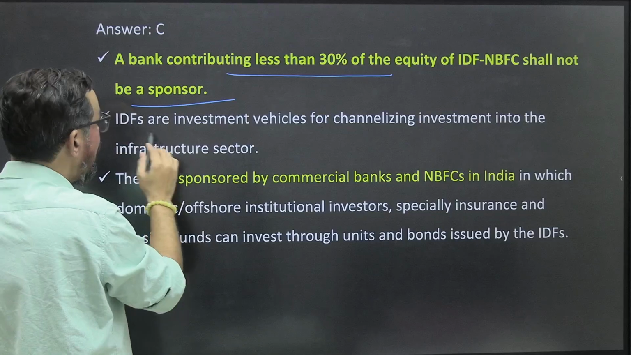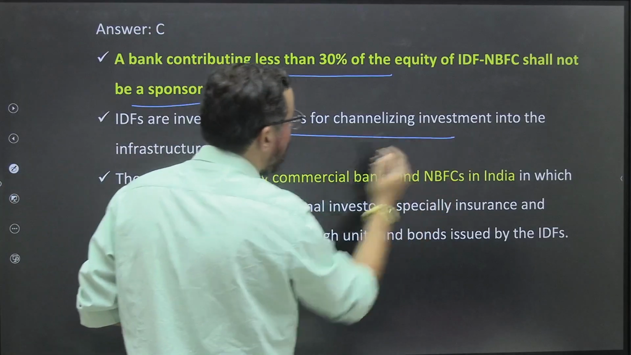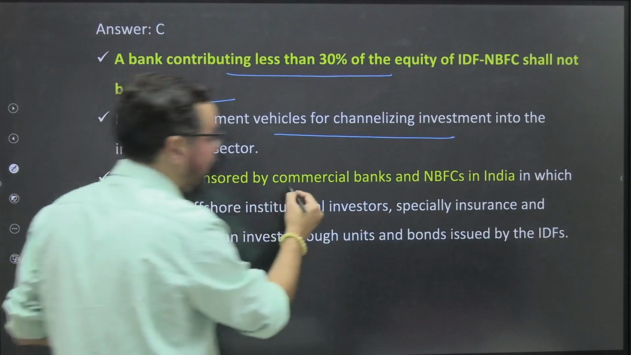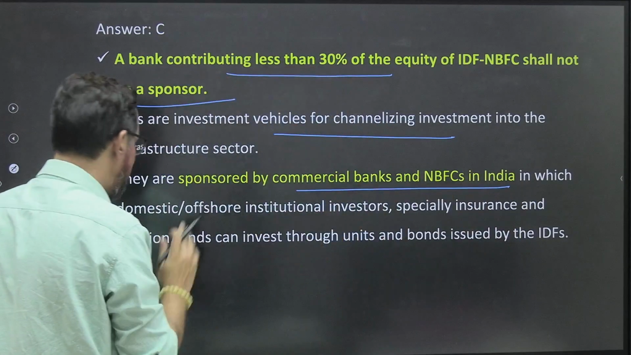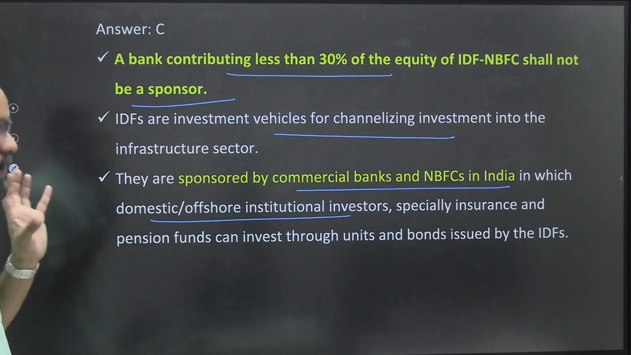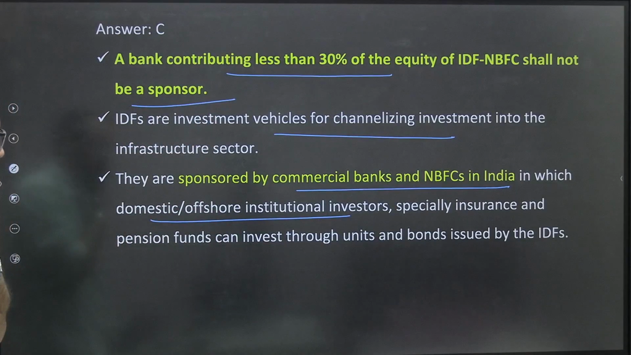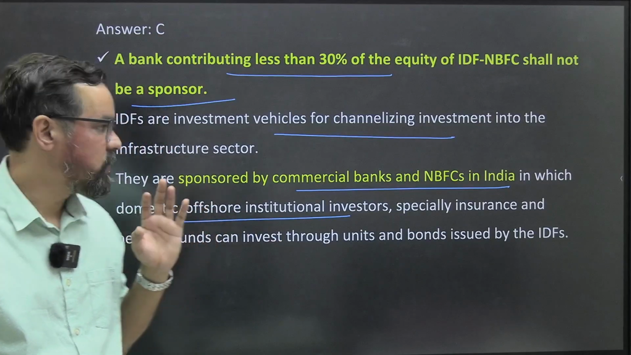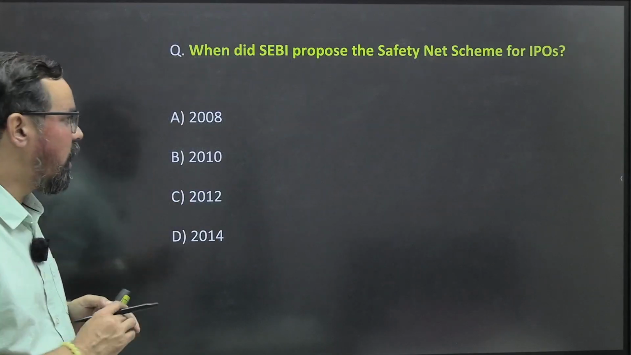Again, IDFs are investment vehicles for channelizing investment into the infrastructure sector. They are sponsored by commercial banks and NBFCs in India, in which domestic and offshore institutional investors, especially insurance and pension funds, can invest in units and bonds issued by the IDFs. Okay? Next one. This is a very important one.